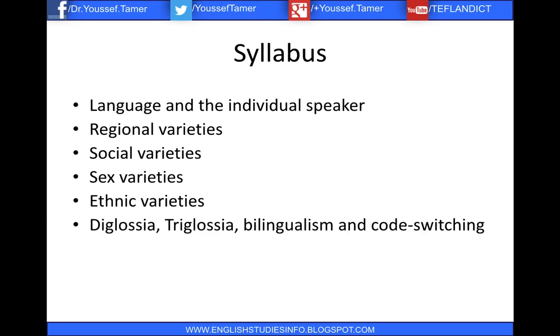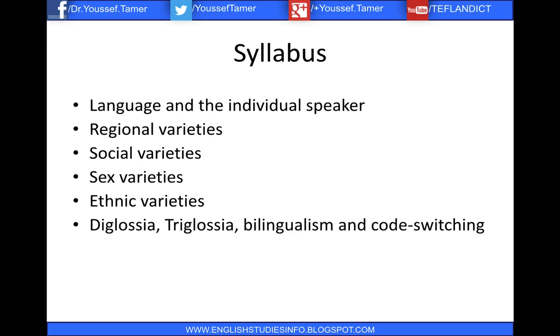Bilingualism has to do with languages, while diglossia and triglossia have to do with dialects, but also languages. In bilingualism and multilingualism, we just deal with languages, that's why the word language is in there. But here we are dealing with, of course, languages and dialects.